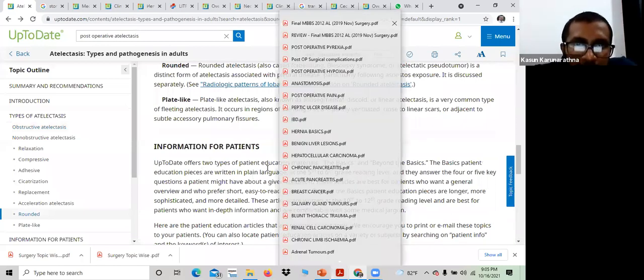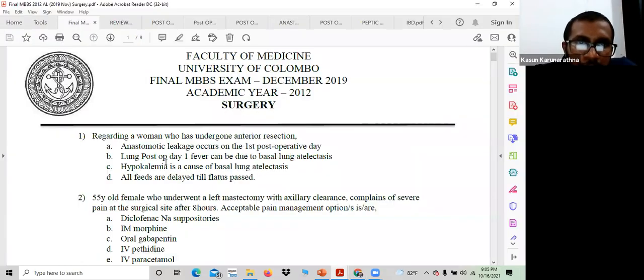Hypokalemia is a cause for basal lung atelectasis. No, it's false. Hypokalemia is a cause for paralytic ileus, post-operative paralytic ileus. For basal lung atelectasis, there are mainly two mechanisms, either obstructive or non-obstructive.